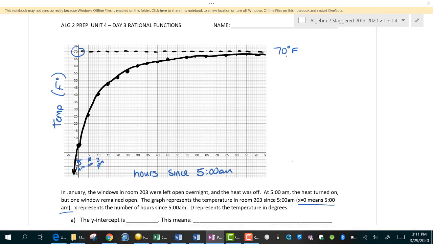Just a few questions then. So one question asked what was the y-intercept. So it should have been (0, 5). So 0 being 5 a.m. and then 5 being 5 degrees Fahrenheit.